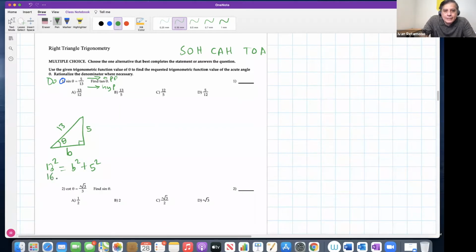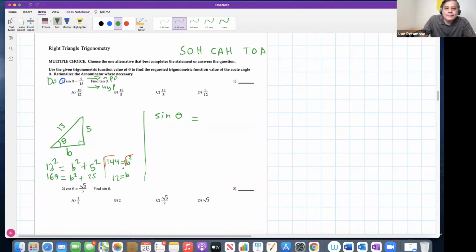This 13 squared is 169. 5 squared is 25. Subtracting 25 from both sides, we get 144 equals B squared. So B is the square root of 144, which is just 12, right? 12. Excellent. This is 12. Very good. Now, once you complete your triangle, you go ahead and follow the definitions given by SOHCAHTOA, right?